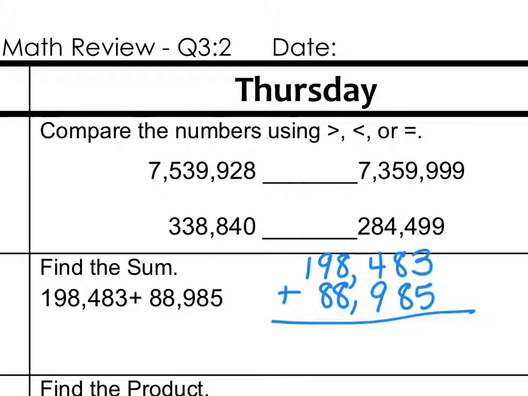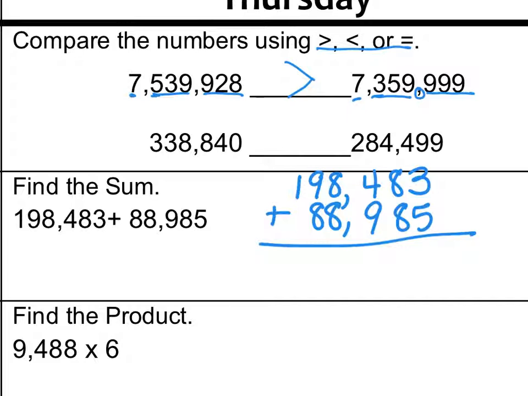The first section is comparing greater than, less than, or equal to. So if we compare, we both have 7 million. Then look, 5 is in the 100,000s place here, but 3 is in the number to the right. So 7,539,928 is greater than 7,359,999.